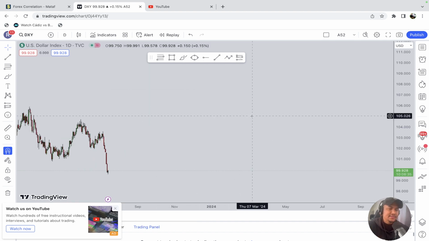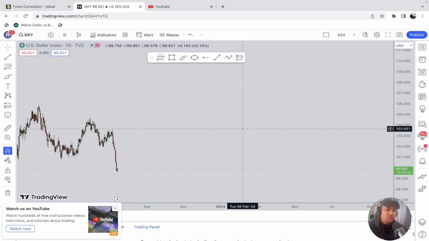Now, what is currency correlation? First of all, currency correlation is basically the relationship between two currencies or two currency pairs. It gives us an indication of what is supposed to happen with the opposing currency when this one either goes up or goes down, or whatever the case is.